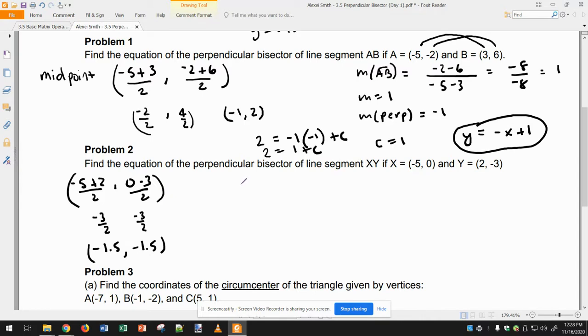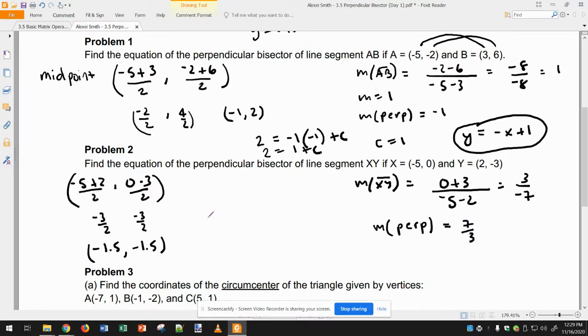Okay, so now the slope of XY equals, I'm going to do y's on the top. 0 minus negative 3 is 0 plus 3, and negative 5 minus 2. So we get 3 over negative 7. Okay, but then the slope of the perpendicular would be the opposite reciprocal, so positive 7/3.